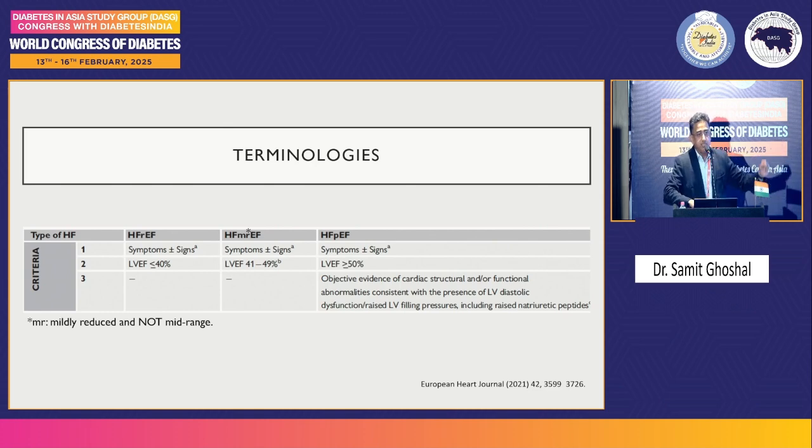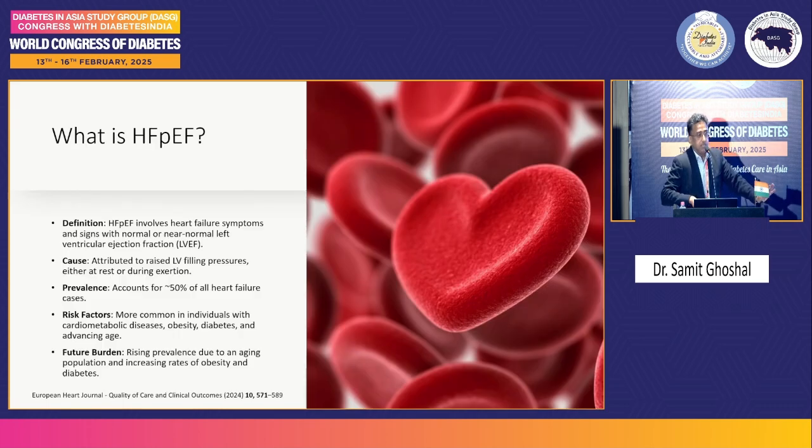The mid-range terminology has now changed to mildly reduced, so now it is called mildly reduced ejection fraction. 40 to 49 can be treated like a reduced ejection fraction with all the 4 drugs: ARNIs, beta blockers, MRAs, as well as SGLT2. This is the part I'll be concentrating on, which is preserved ejection fraction, which is ejection fraction more than or equal to 50%.